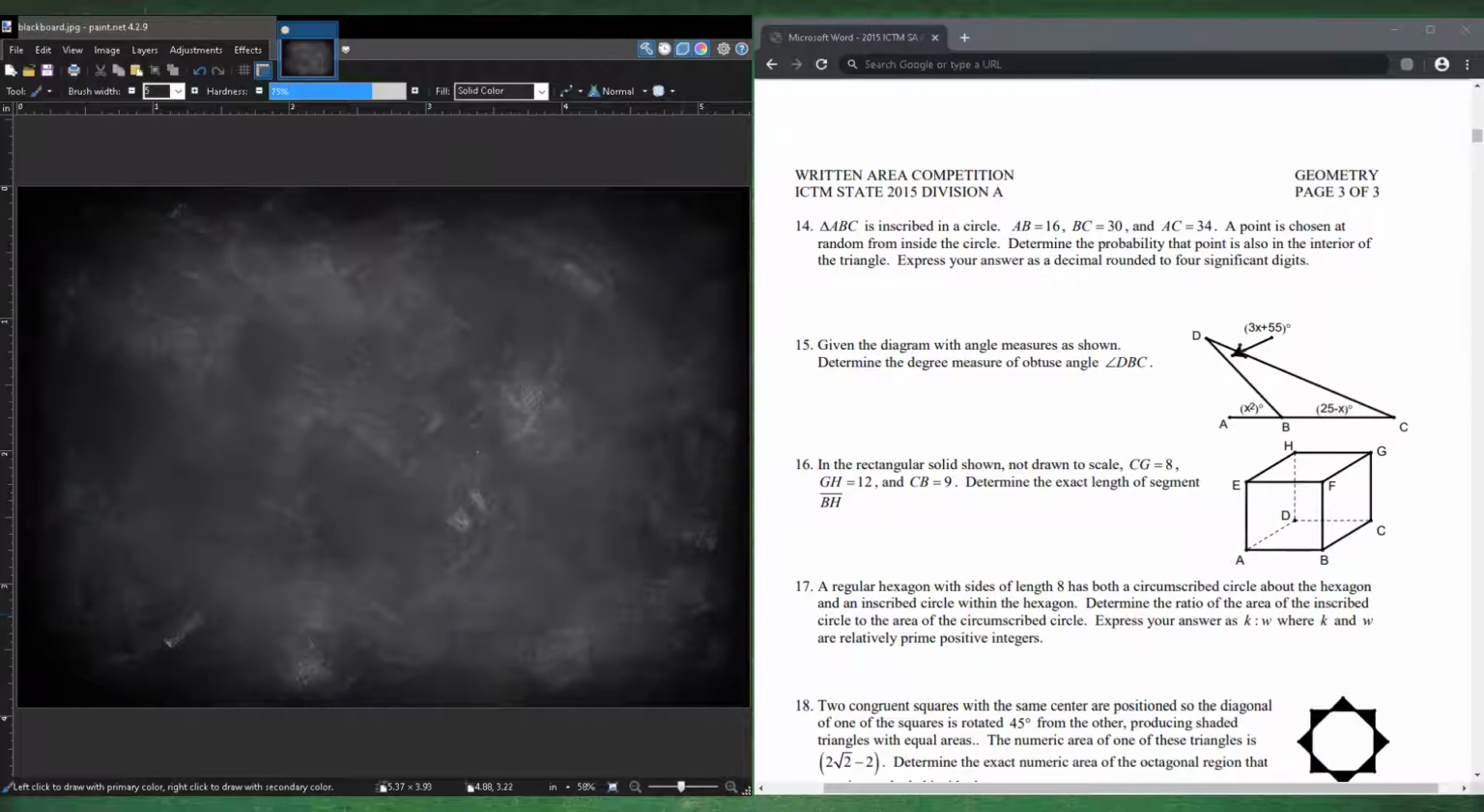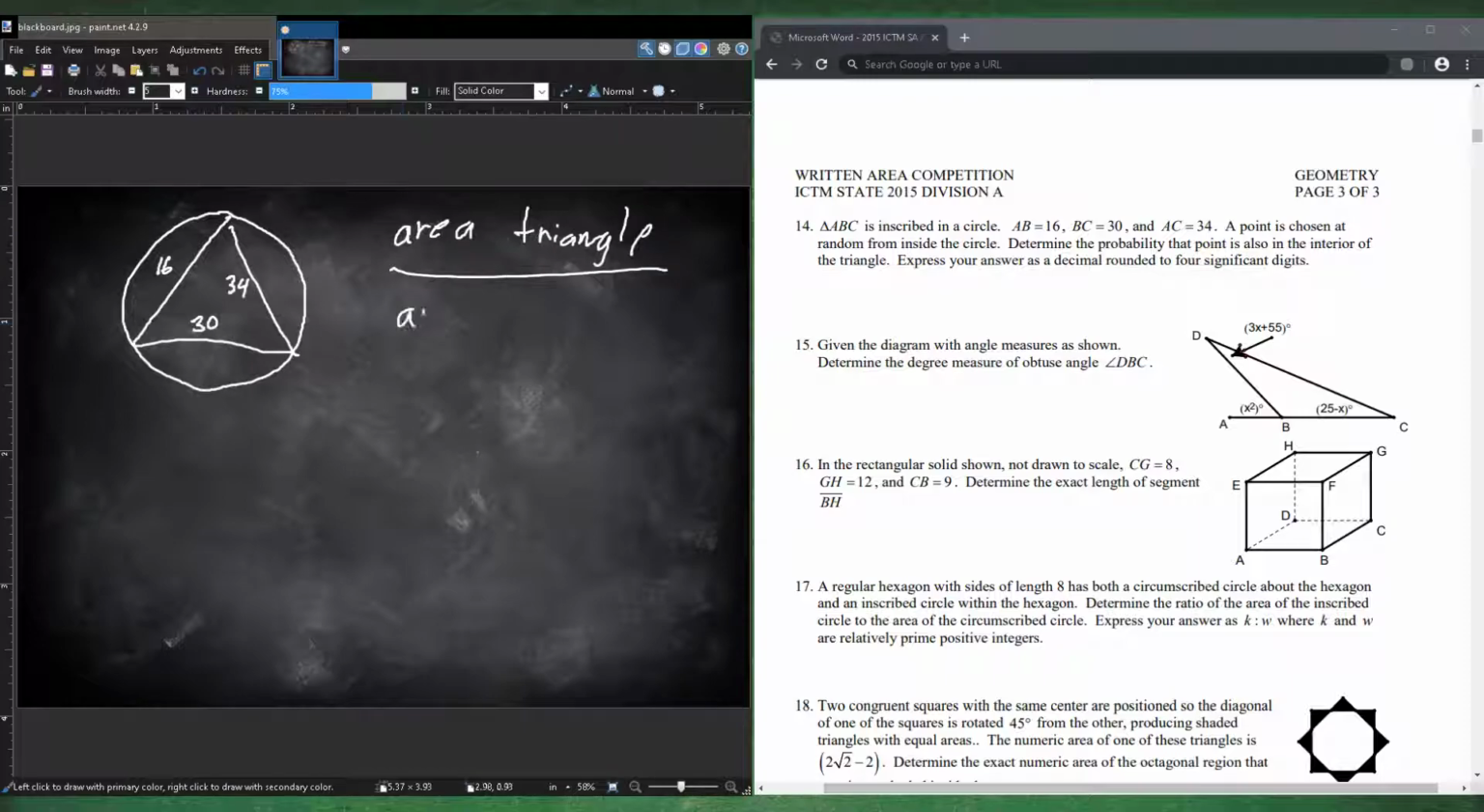Number 14. Triangle ABC is inscribed in a circle. So we have a circle and we have triangle ABC. If AB is 16, BC is 30, and AC is 34, so that's just the side lengths of the triangle. A point is chosen at random from the inside of the circle. Determine the probability that it's also in the triangle. So basically, we need to find the area of the triangle over the area of the circle, because that's the probability that it hits the triangle out of the entire circle.